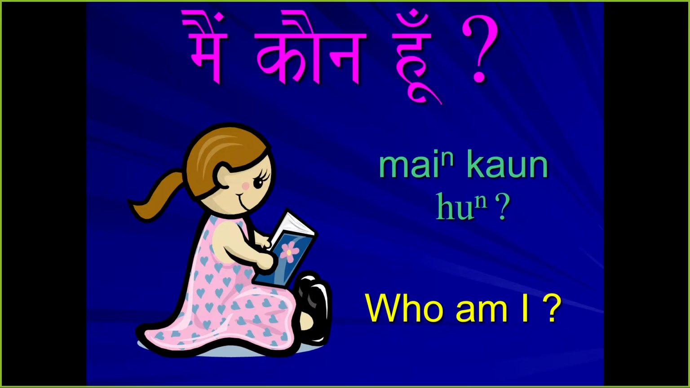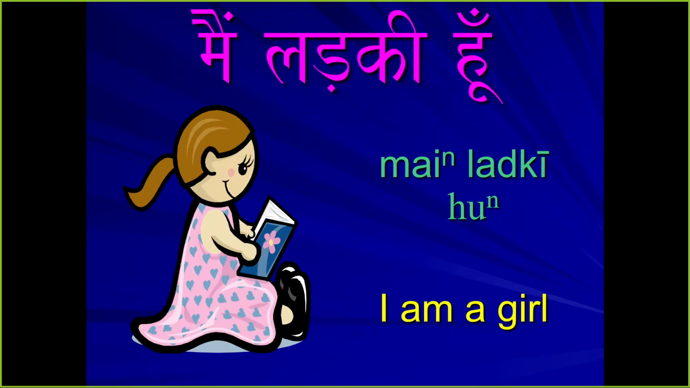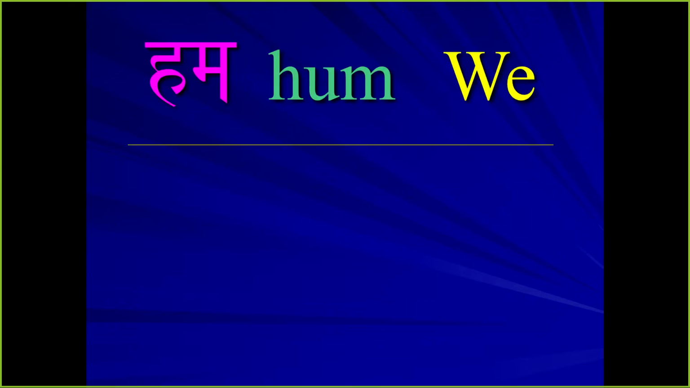Okay, Anisha, can you read the next question for me? मैं कौन हूँ? Okay, how would you answer that? मैं लड़की है. No, with मैं we always have to say हूँ. So say मैं हूँ, मैं लड़की हूँ. Repeat after me. मैं लड़की हूँ. Good.